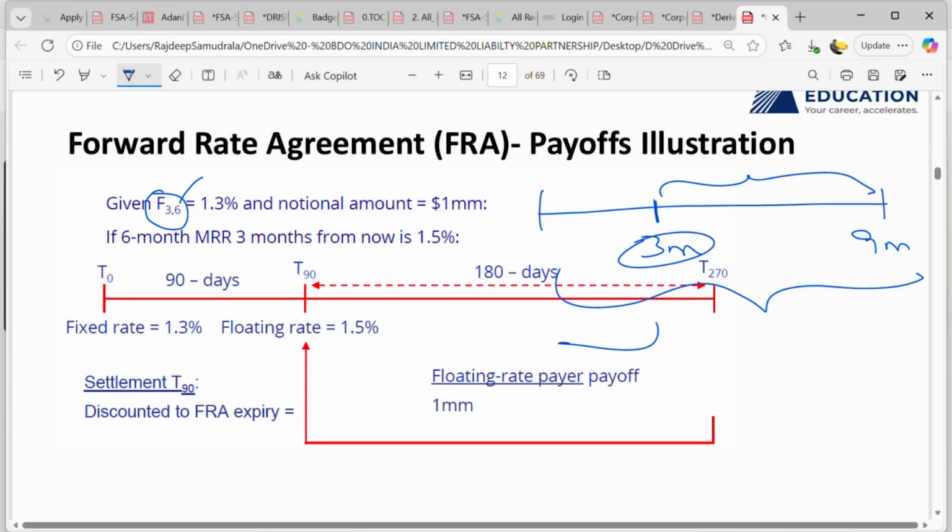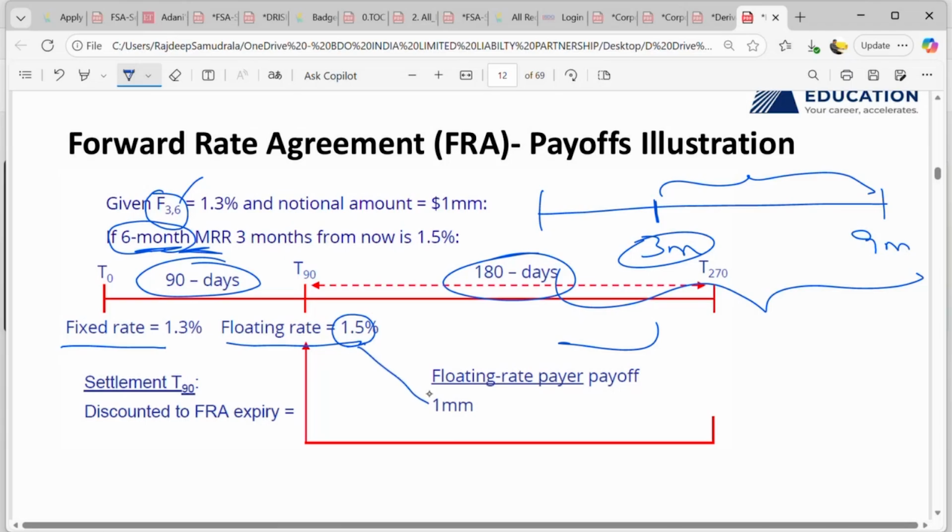And I say it in months, but it could be in days also. Clear? So 90 days later, I want to borrow for 180 days. Correct? 90 days later. Okay. So simple. So look at the rates. Here they're saying 6-month MRR, 3 months from now. Now remember, you're dealing 3 months from now, obviously, right? So look at the timeline. Today's rate is 1.3. Floating rate after 3 months when your contract starts is 1.5. Correct? Now 1.5 is the floating rate for the next 6 months, because they told you 6-month MRR is 1.5.